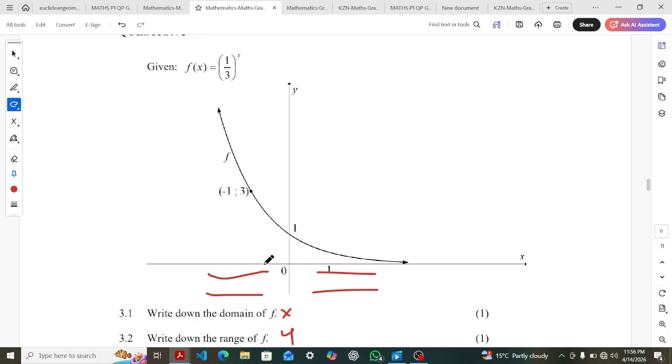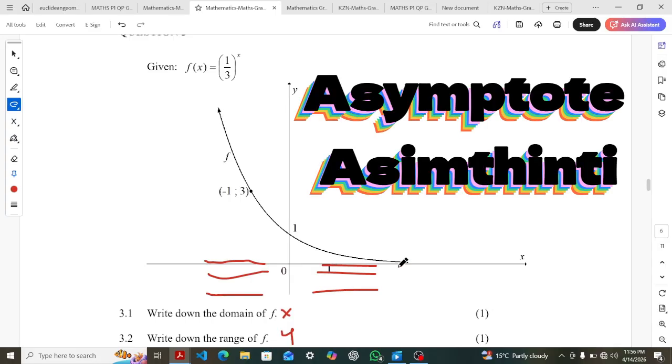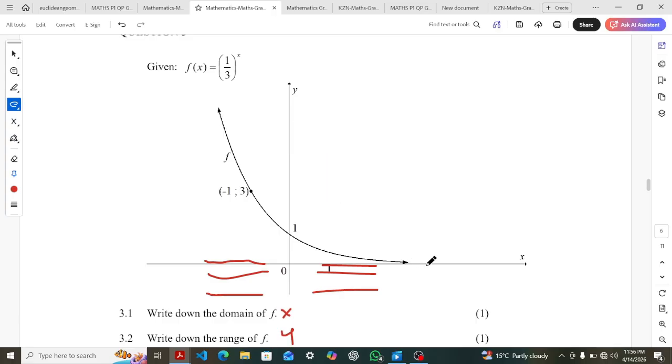When you are here, whereby y is 0, you look left, you don't see the graph. You look right, you also don't see the graph. Why do I say you don't see the graph? It is because we have our asymptote here, which is 0. So the graph cannot intersect this line. So we're gonna start seeing the graph above this line.